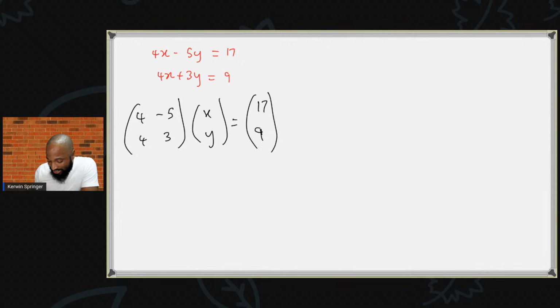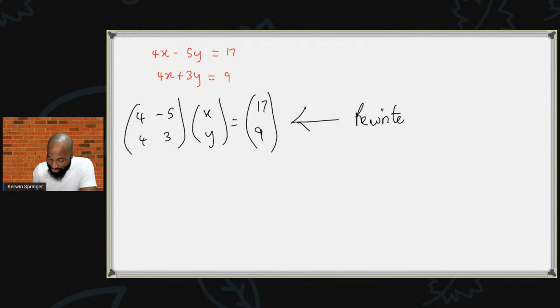So 4, negative 5, 4, 3, x, y equals 17, 9. What I did there is rewrite it in matrix form, and you can always look up this video, which is called solving simultaneous equations using matrices. You can look for that on YouTube, search with my name and you'll get good things. Rewrite.